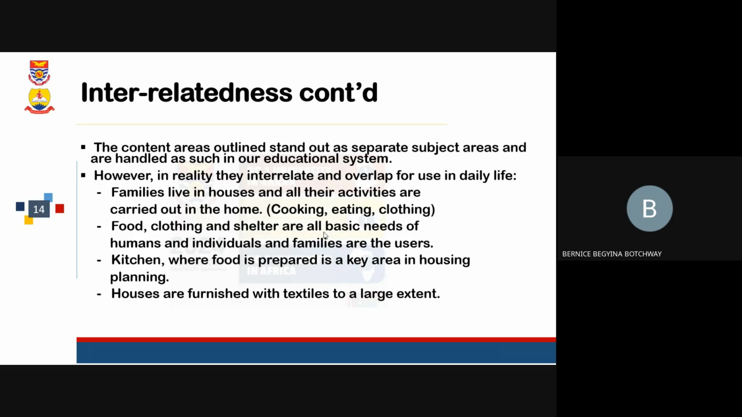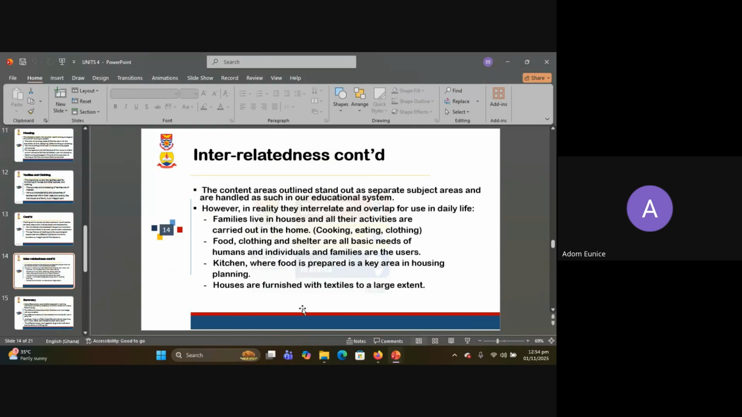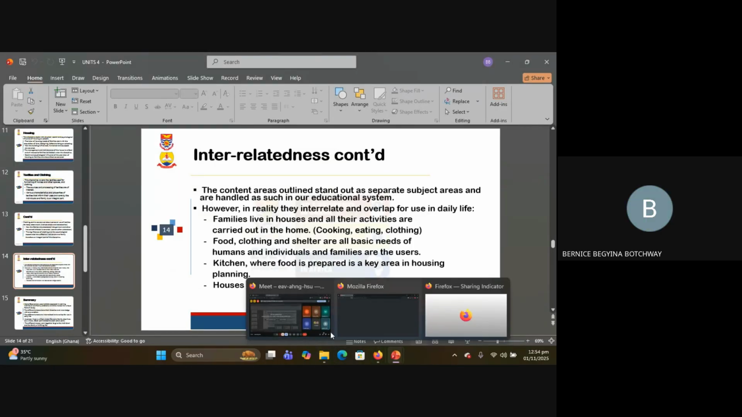So we can see that individuals and families live in houses, and all their activities are carried out in their homes. Activities like cooking are from food and nutrition. We have some people who sew in their house; that is from clothing and textiles, and it is done in the house. So housing too is from management and living. So are we seeing the interrelatedness here? Yes, madam. All right, thank you.